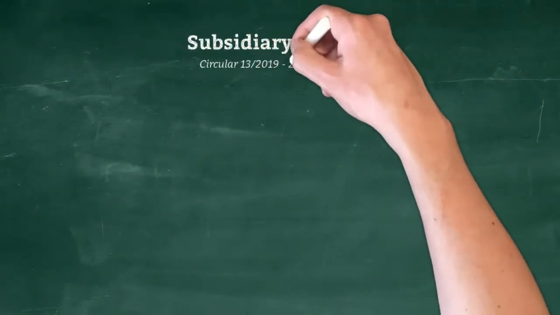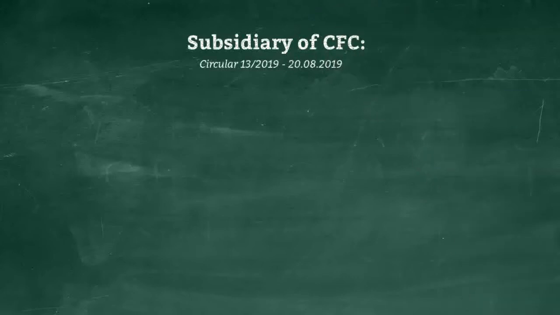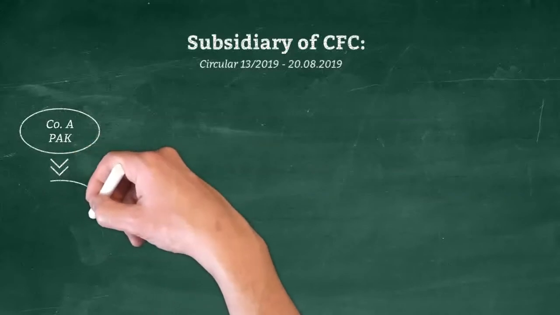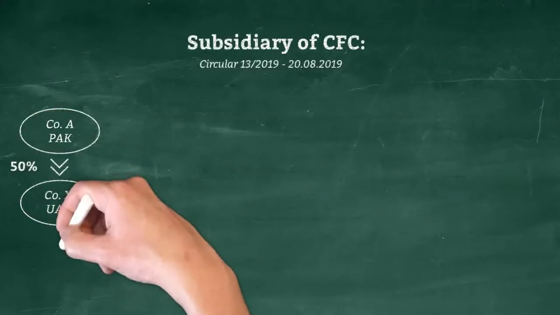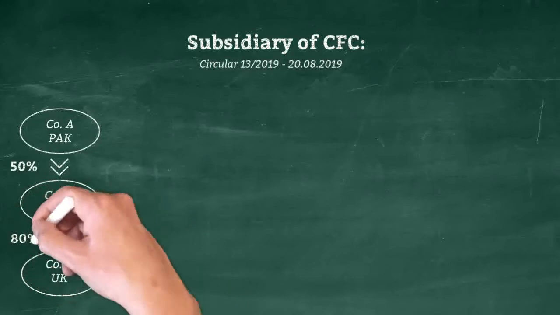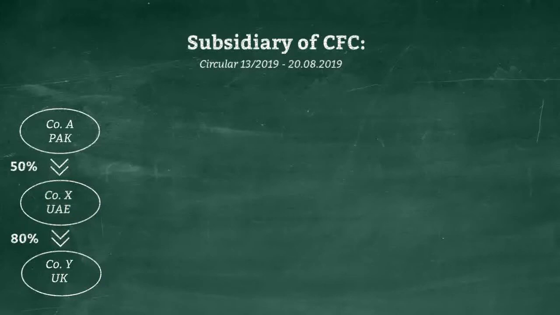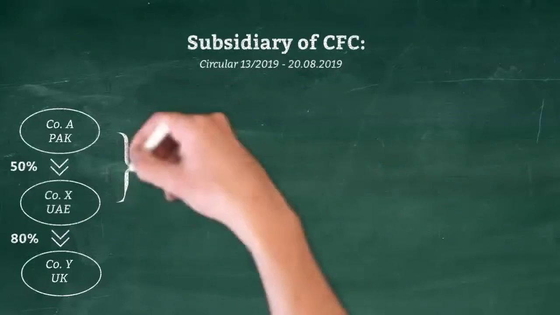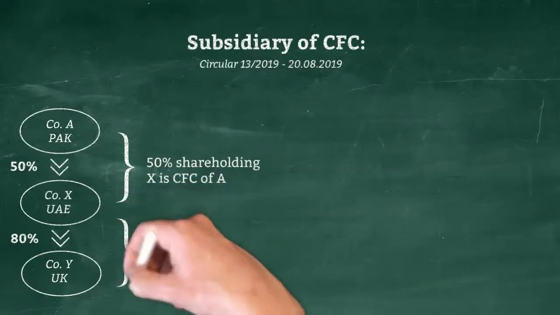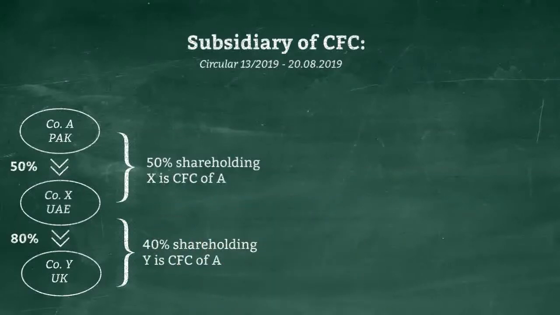Subsidiaries of CFCs shall also be assessed under the same criteria in which there is significant control of the resident company. For example, if Company A in Pakistan owns 50% shares in Company X in UAE, and Company X has a subsidiary, Company Y, in UK and owns 80% of its shares. With 50% shares in Company X, it qualifies as CFC of Company A. In case of Company Y, Company A has effective control of 40% in Company Y. Therefore, it shall also constitute CFC of Company A.